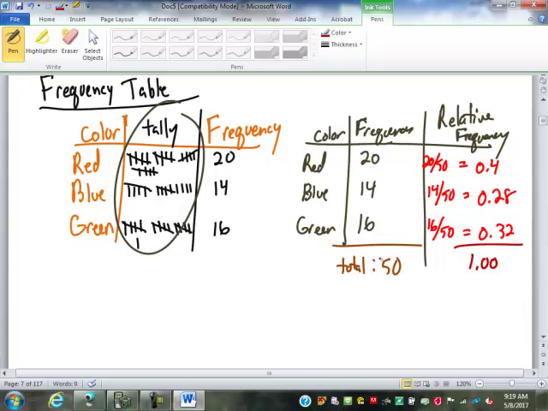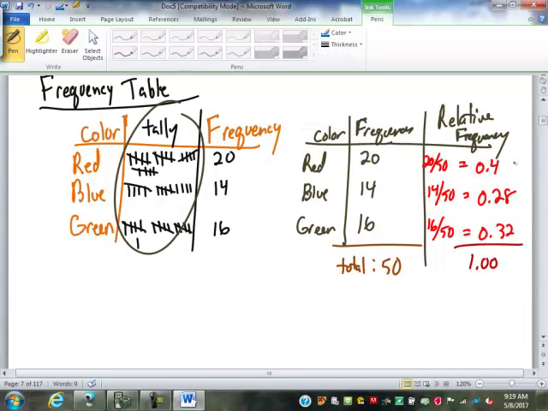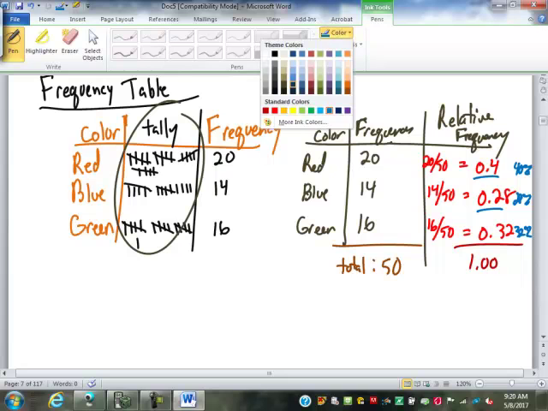And we could also define a percent frequency. I ran out of room here. A percent frequency would be pretty easy. This would be 40%, 28%, 32%. It's just moving the decimal point over 2 spots from that relative frequency. So relative frequency and percent frequency are really the same thing. It's just a way of expressing it. Relative frequency, you're expressing it as a rate, and percent, you're expressing it as a percent. It's just a matter of moving the decimal point.